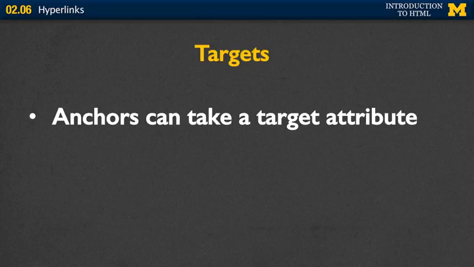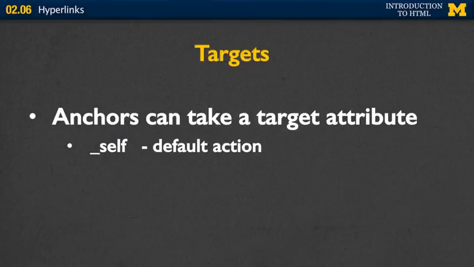Next, let's talk about targets. All right? Anchors can take a different target attribute as well. We've got the source, let's add anchor, or target. So you might have target equals self. This is kind of the default action. This is going to happen if you don't put anything at all, if you don't even include target. And what it means is when you click on a link, open up in the same tab or window that you're looking at right now.